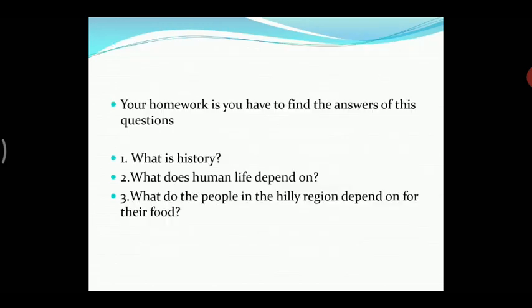That is your homework. Your homework is you have to find the answers of these questions. The first question is what is history? Second is what does human life depend on? Third, what do the people in the hilly region depend on for their food? Now these question answers you will get in the slides which I have given. So you can once more go back to all the slides and search the answers.